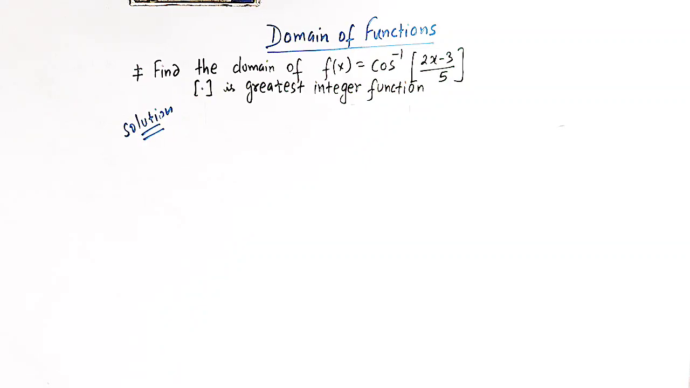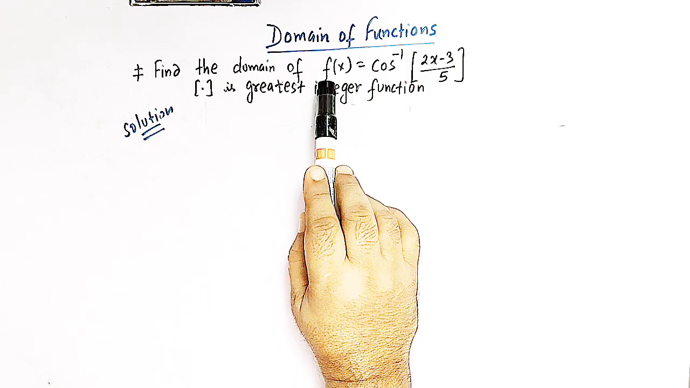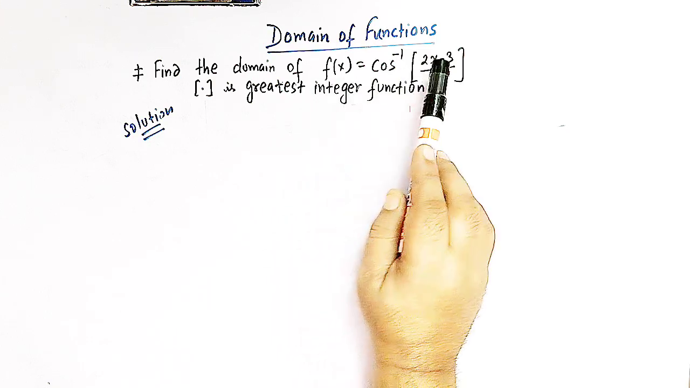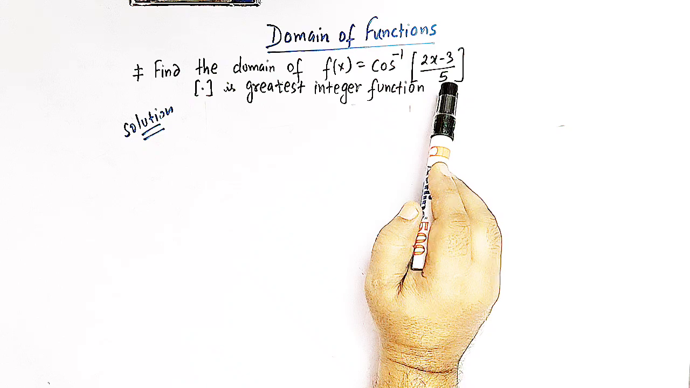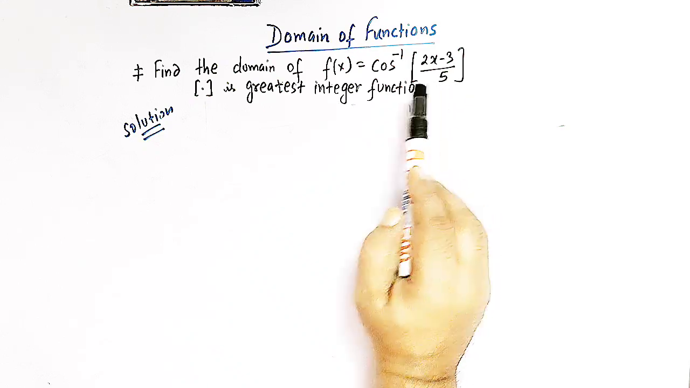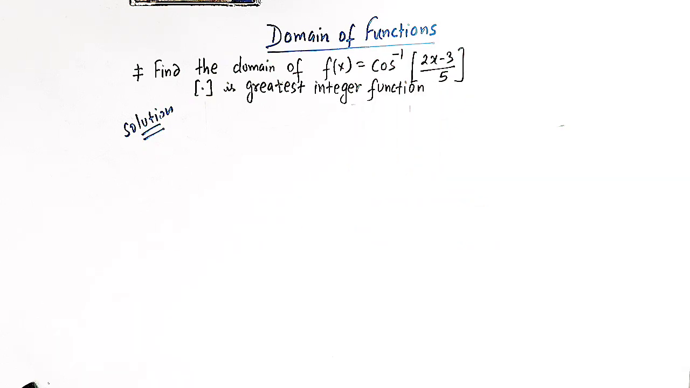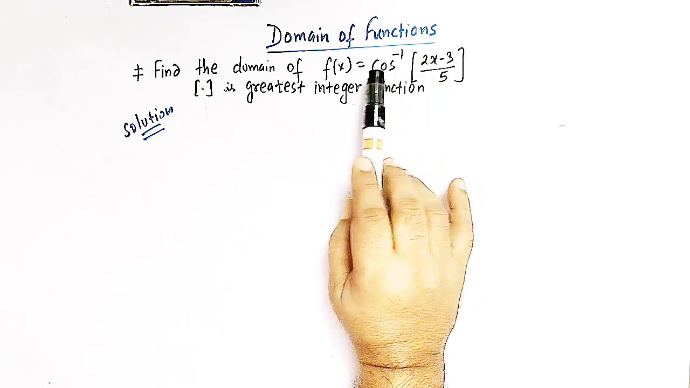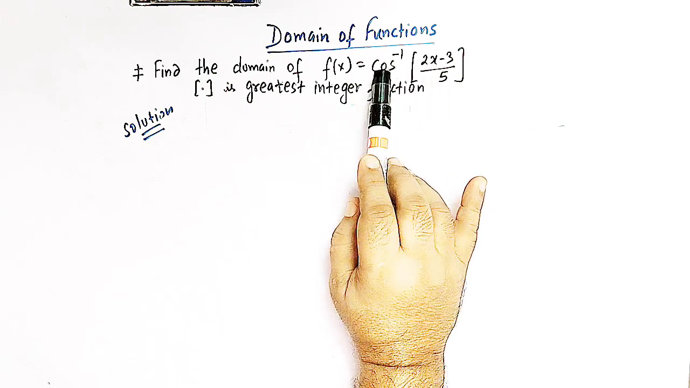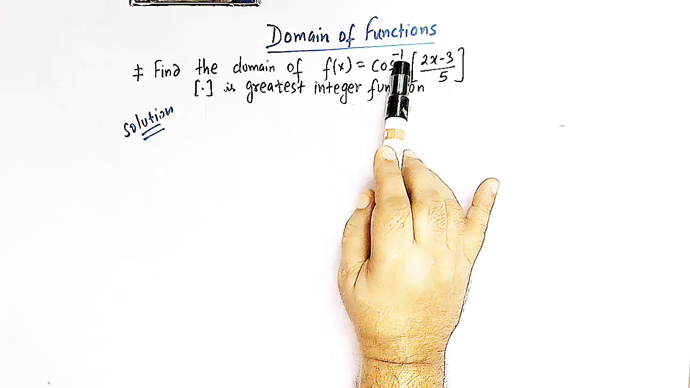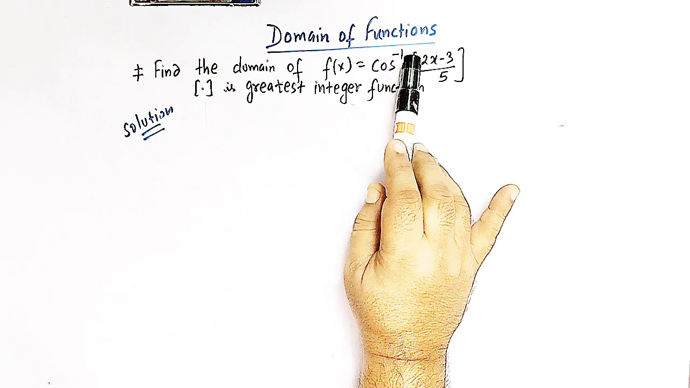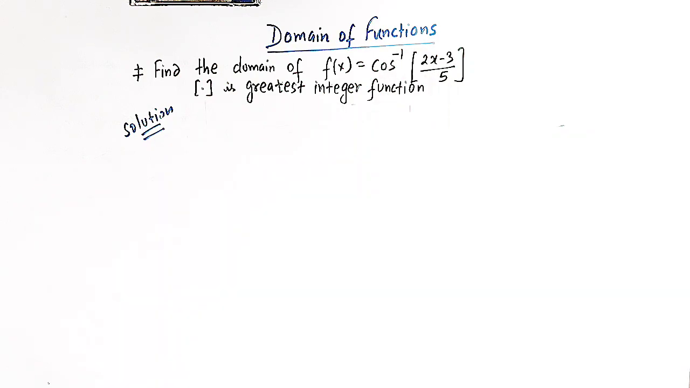Hello viewers, in today's session we are going to discuss another important and conceptual problem from the domain of functions. Here we have to find the domain of this function, that is f(x) = cos inverse of the greatest integer of (2x minus 3)/5. So here we can see that we have the combination of two important functions. The first one is the inverse cosine function, and the second one is the greatest integer function.